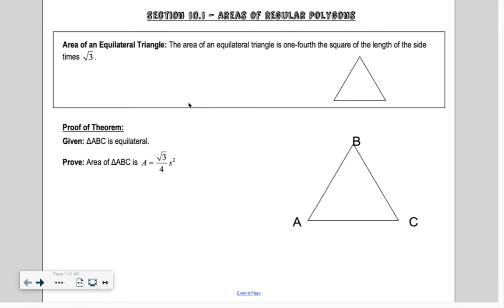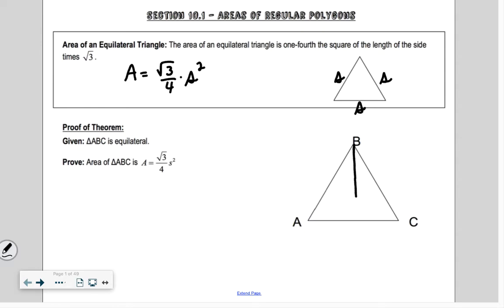So the first one we're going to talk about is the area of an equilateral triangle. I've actually already taught you this formula. Do you guys remember we did this when we did 30, 60, 90 triangles? So the area of an equilateral triangle is the square root of 3 over 4 times the side squared, right? So whatever your side length is, which I'll write as a little lowercase cursive s, it's going to be square root of 3 over 4 times side squared.